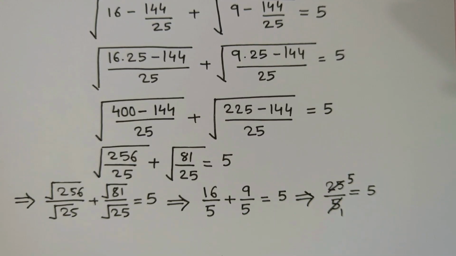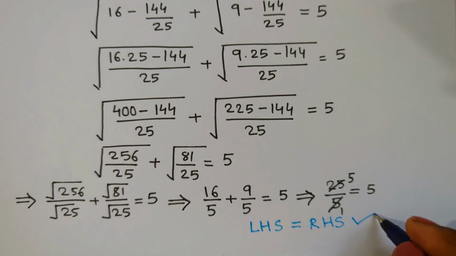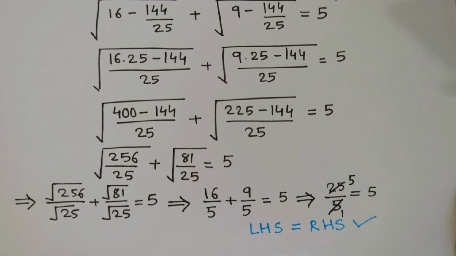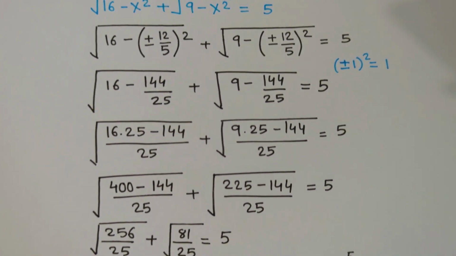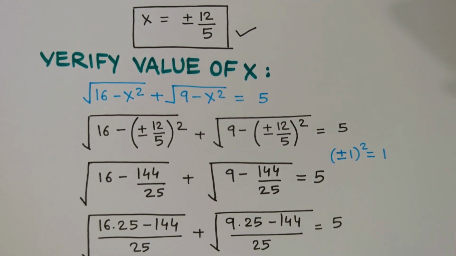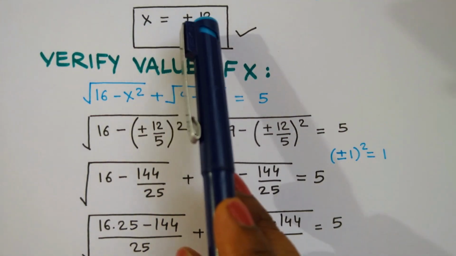So basically our left hand side, that is LHS, is equal to the right hand side, that is RHS. They are exactly the same. So the value of x in our solution is exactly accurate, and this is how we have completed the verification of our value of x, which is 12 divided by 5, by replacing the value of x in our equation with the final value we have received.